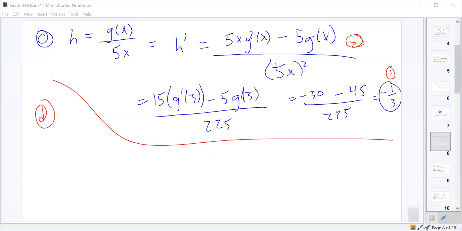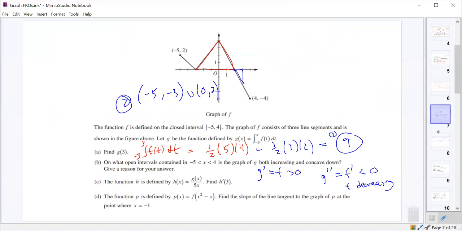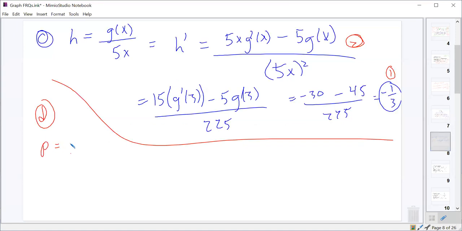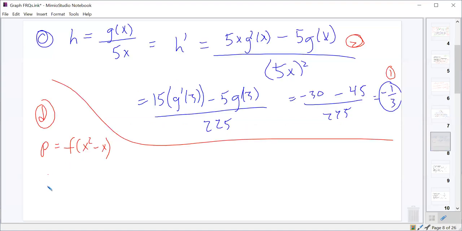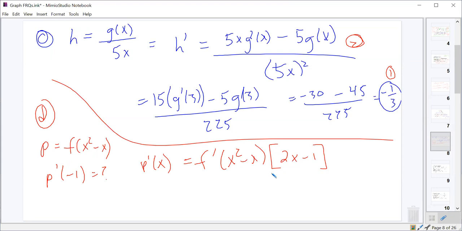Okay, sorry about that. Part D gives us a new function p of x, which is f of x squared minus x. And we want to find the slope of p at some value, I think at -1. So p prime of -1 is what we're looking for. So we need to first find p prime of x, which is f prime of x squared minus x, and then using the chain rule, since this is a composition of functions, f of u, we take f prime of u times the derivative of u. So f prime of x squared minus x times 2x minus 1.